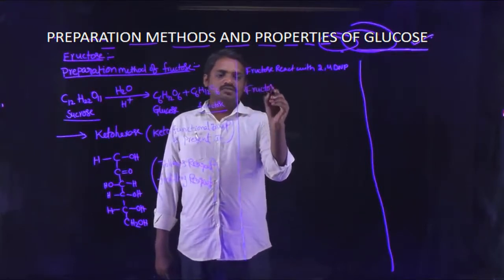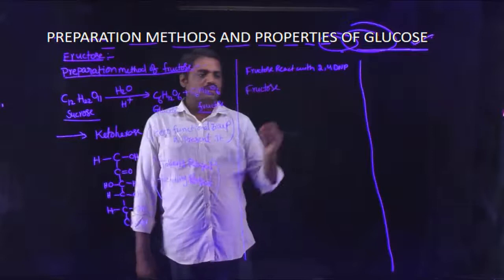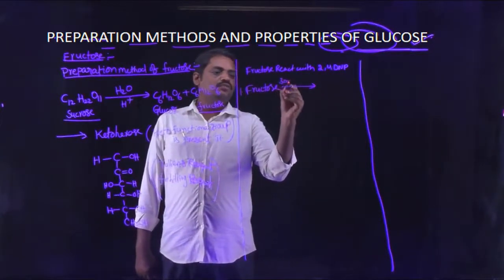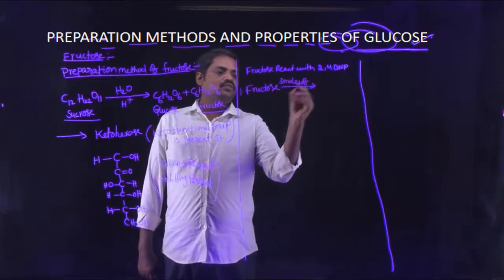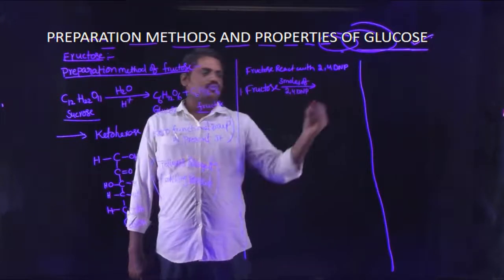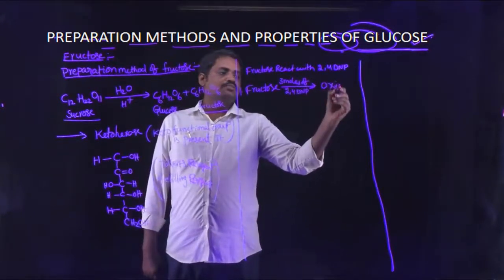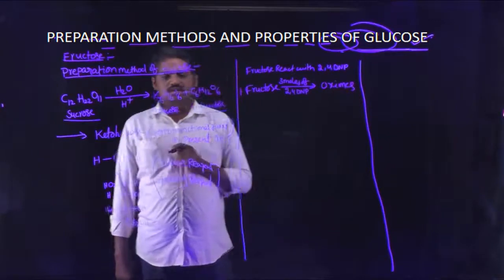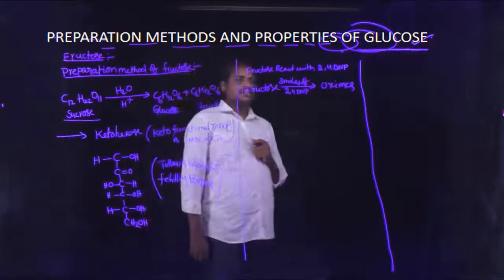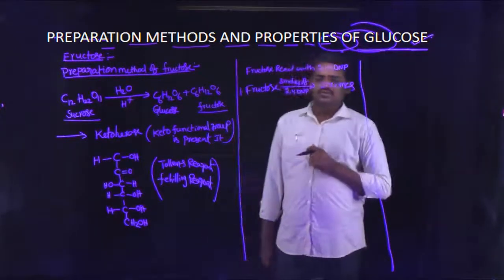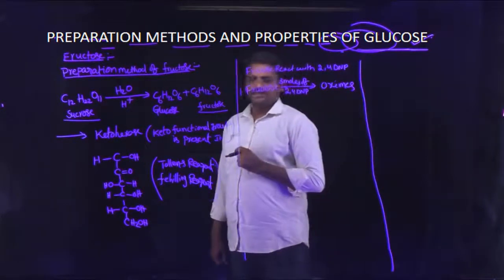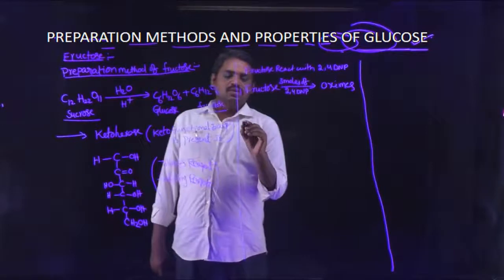So 1 mole of fructose reacts with 3 moles of 2,4-DNP reagent to produce osazones.